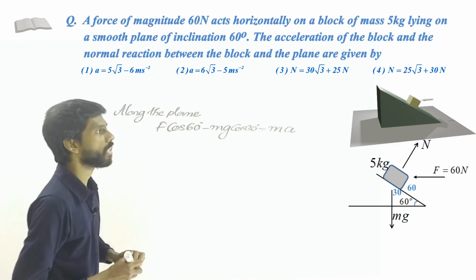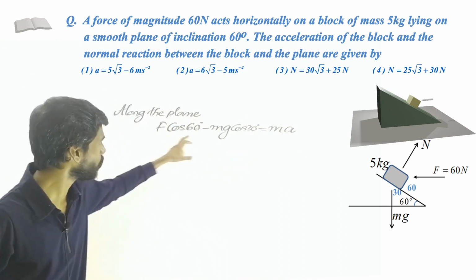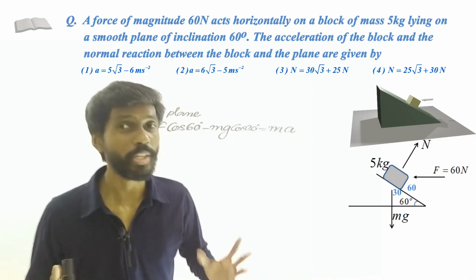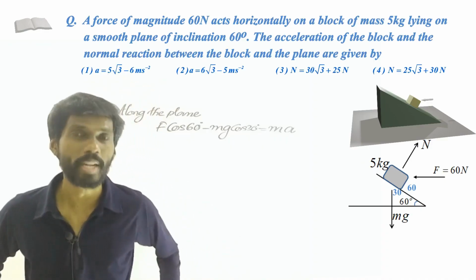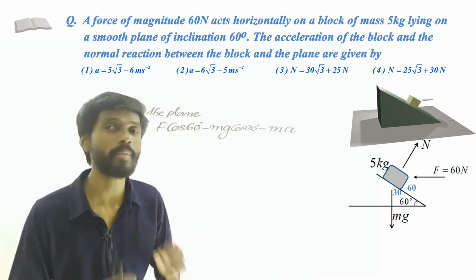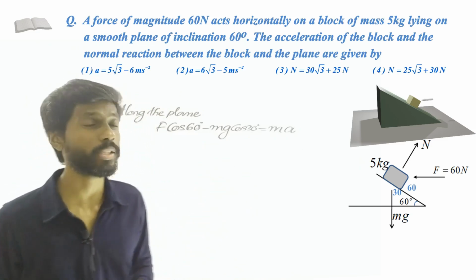So what is F here? It is 75, and substitute these values, you will get the answer. Does the block move up or down? We don't know whether the object is moving up or down the plane, but we have to assume one of the directions to be positive. We have taken the upward direction to be the positive direction, assuming that the object is moving upwards.